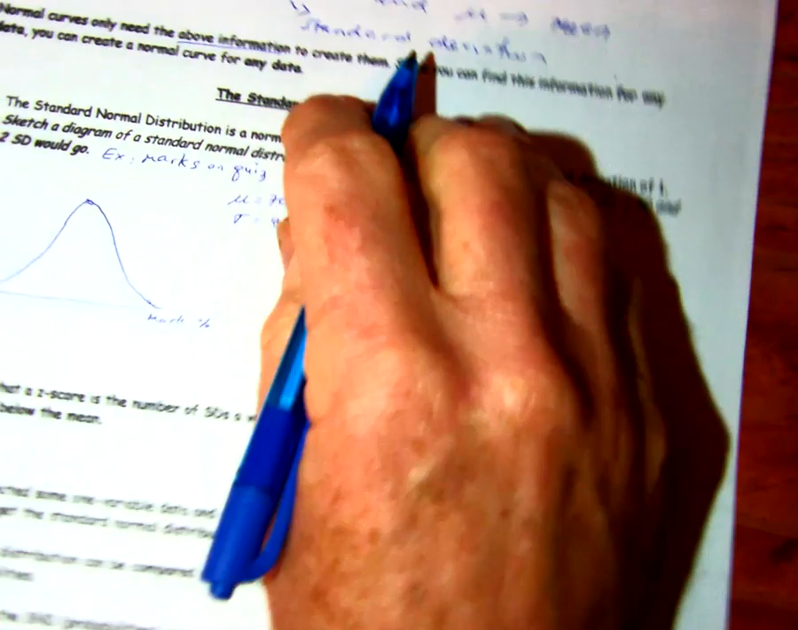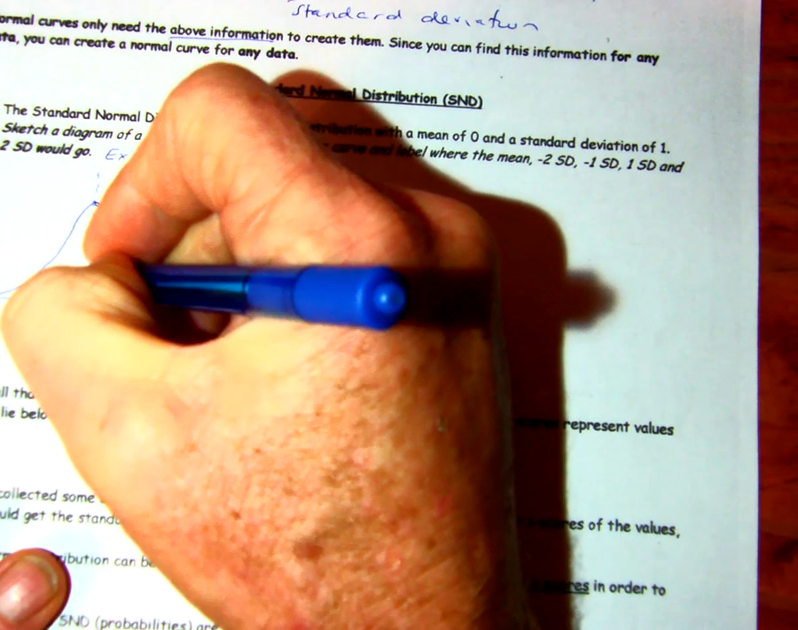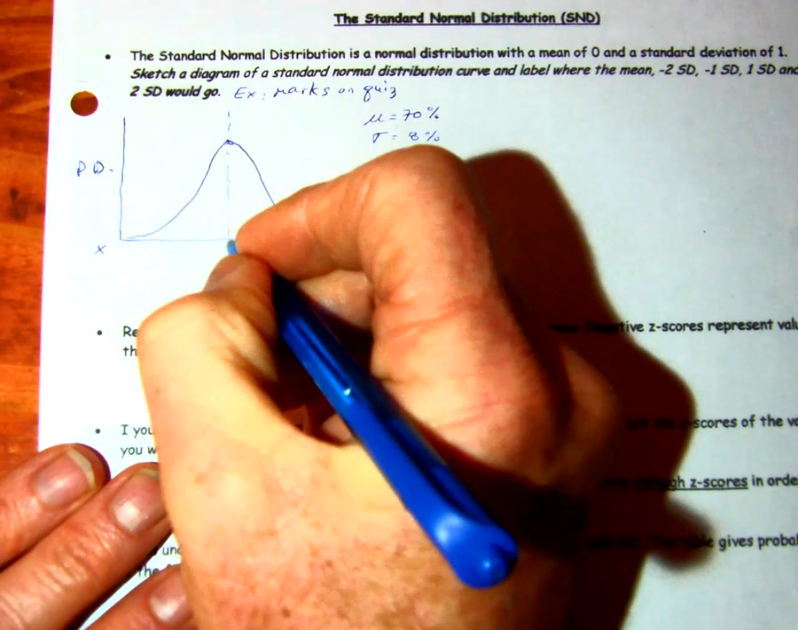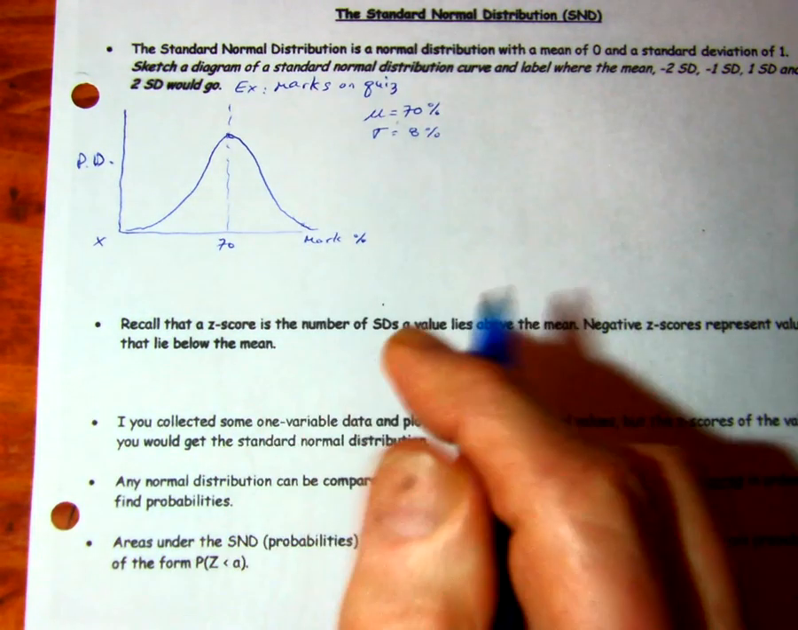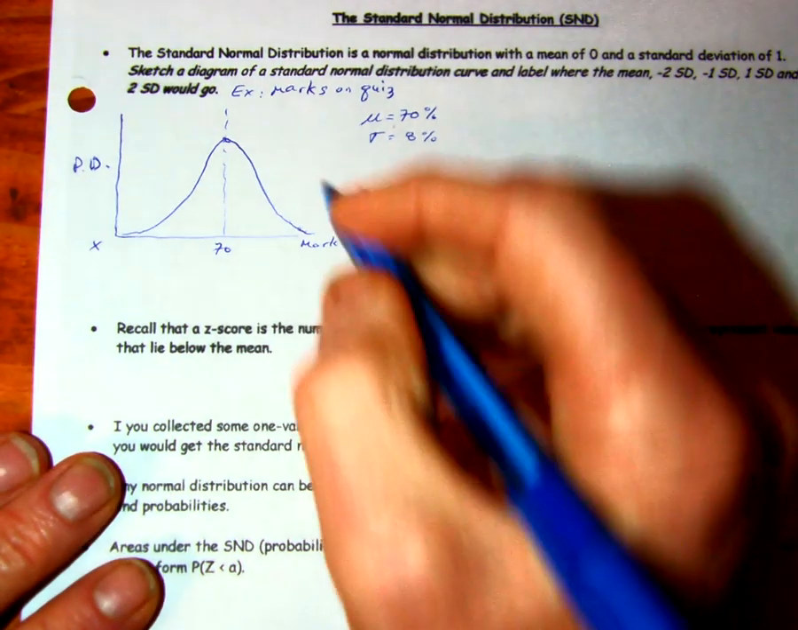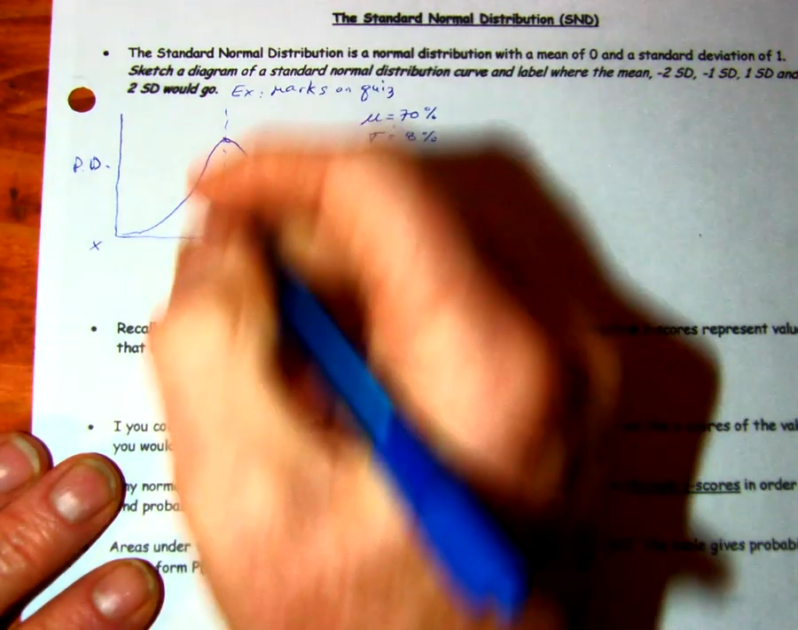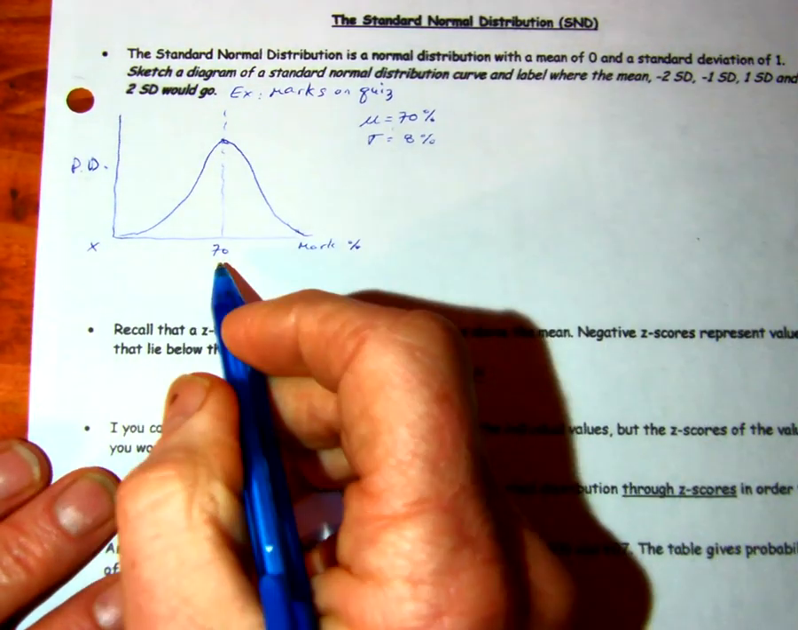So what we're saying is the mean was 70 and within one standard deviation. What's one standard deviation below 70?